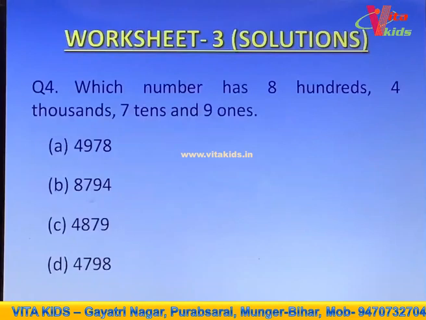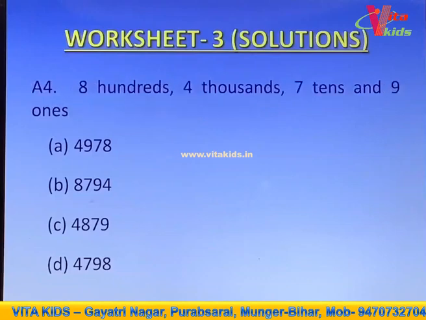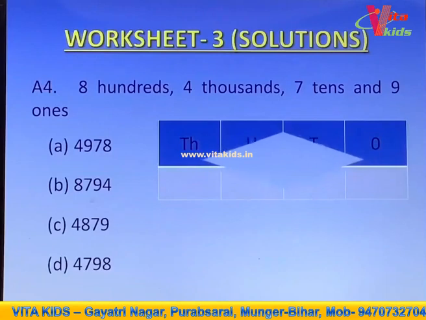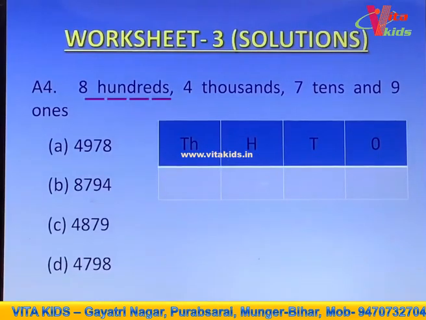Question number 4. Which number has 8 hundreds, 4 thousands, 7 tens and 9 ones? Here we have 4 options. So let us make a number out of it and see which one tallies. Let me put the place value table here. The first thing given to us is 8 hundreds. So under hundreds column we will write 8.